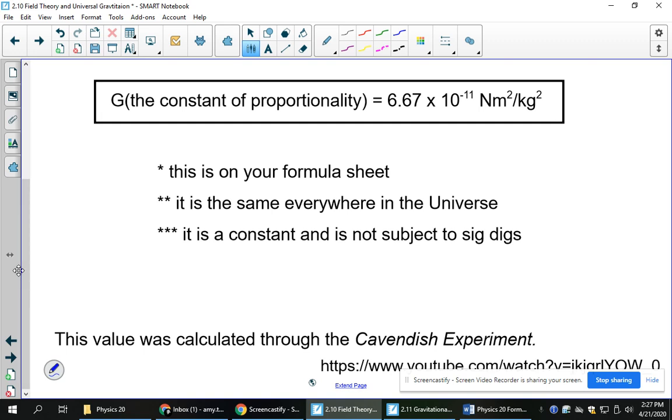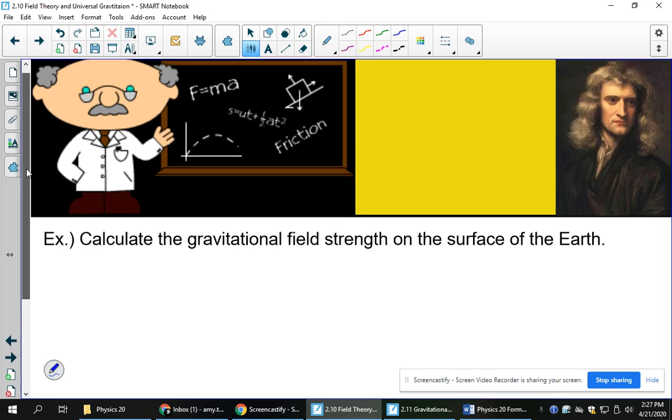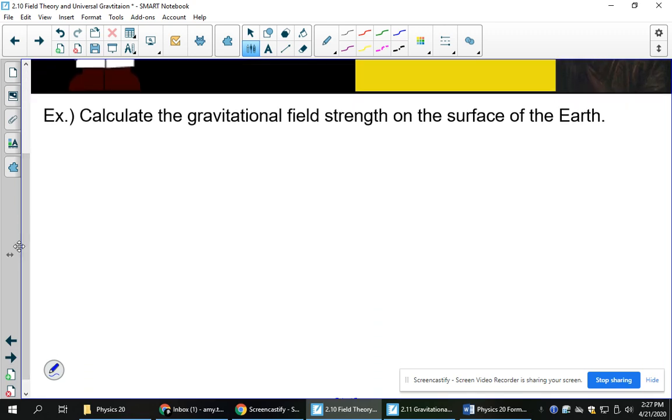And I've got a really good YouTube video linked here where a student sets up the Cavendish experiment and discovers what big G is just in her bedroom, actually using some pretty basic science equipment. So please watch that video when you're done with this lesson, and you'll see how big G was discovered. Let's use that now to calculate the gravitational field strength. So gravitational field strength, meaning little g, on the surface of the Earth.